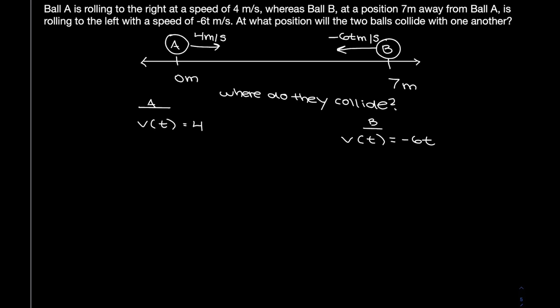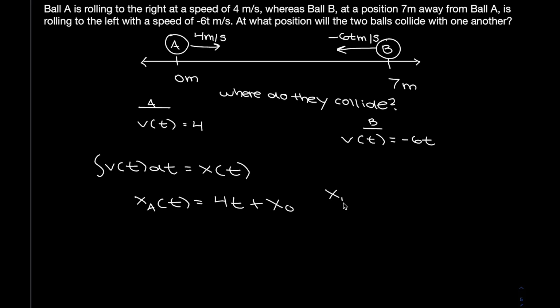So the first step that we want to do here is to recognize that the integral of velocity as a function of time is equal to the position. We are going to use that relationship to get the position equations for A and B. So for A, the position as a function of time is equal to 4t plus our initial position for A.